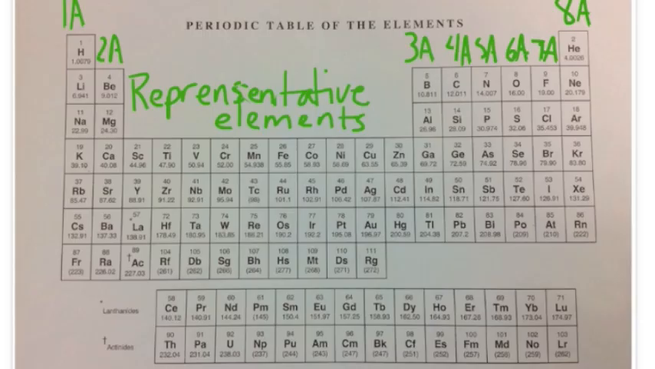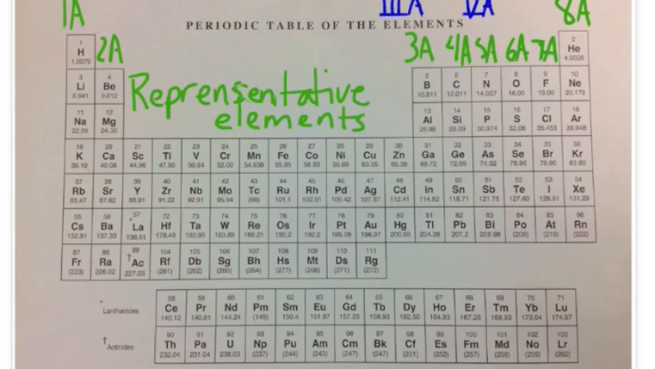Now, occasionally you will see Roman numerals replaced with the numbers. For example, if you look at 3A, if you see the Roman numeral 3 with A, it means the same thing as the 3A. Likewise, 5A, remember, is a V with an A. So don't be surprised when that happens.